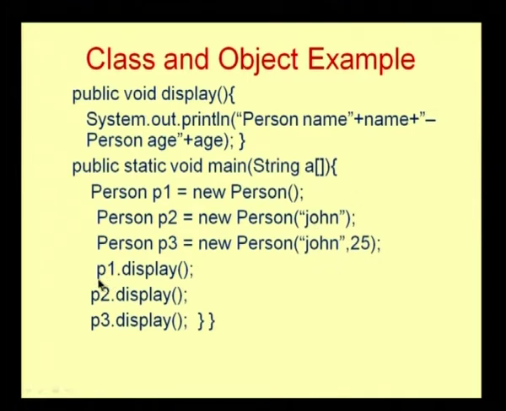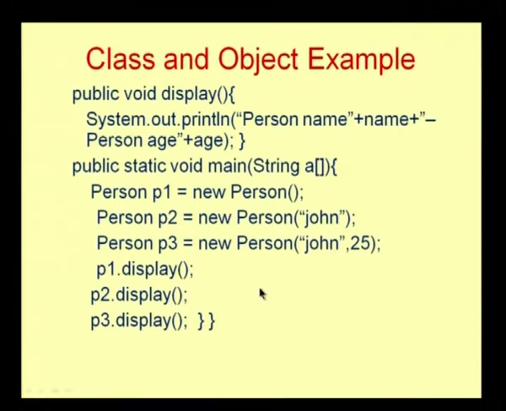Whenever I try to display these objects, this display method will be called. For the person name, we don't have any name assigned here, whereas here we have assigned the name, and for the P3 object also we have assigned a name. So now name and age will get displayed for P3. Here only name will get displayed for P2 and age will be 0. And in case of P1 dot display, age will be displayed as 0 and we will have a blank value for the person name.